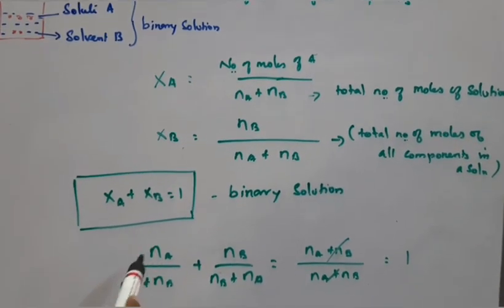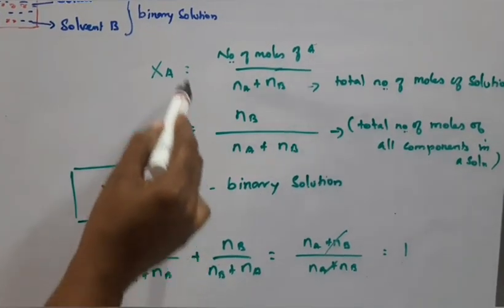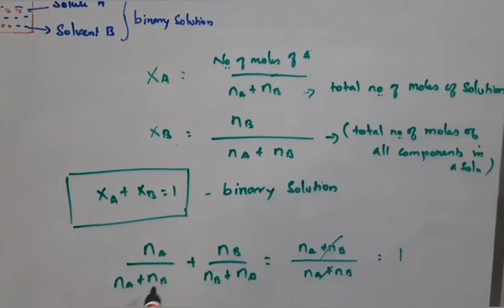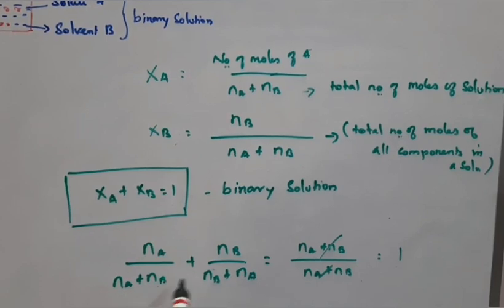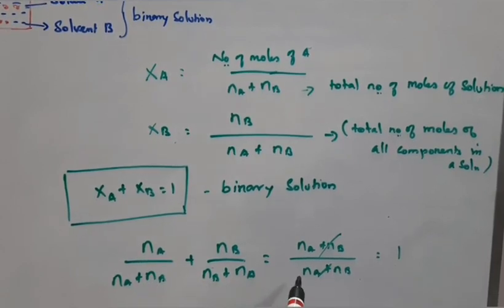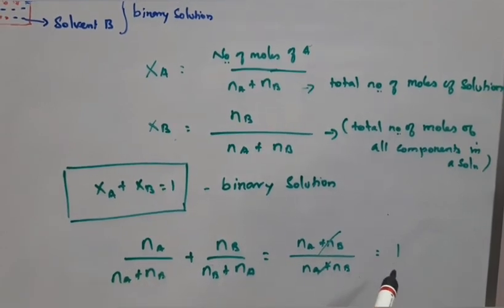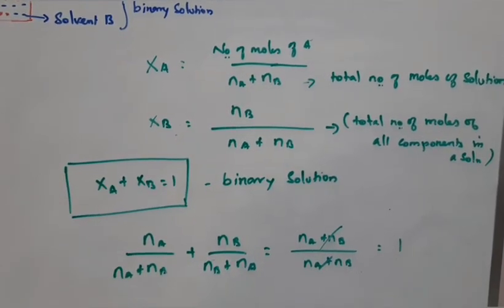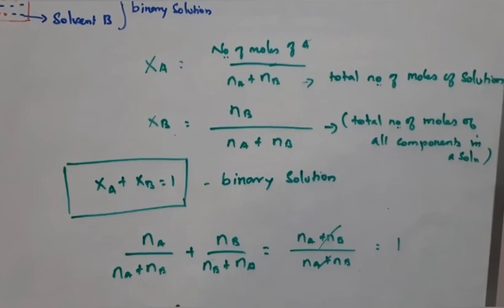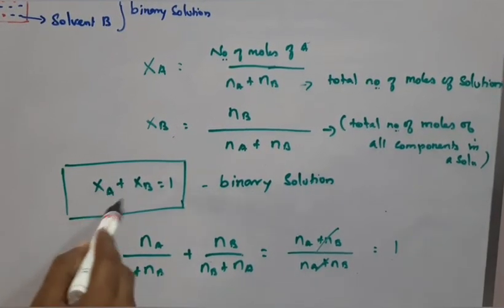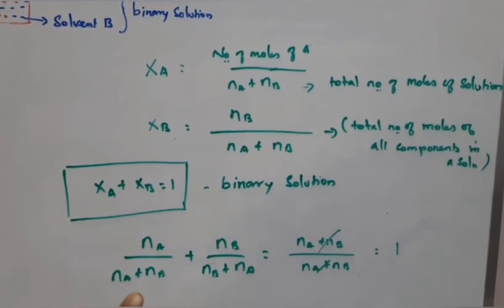How is it 1? Because when we sum up mole fraction A and mole fraction B and take the LCM, we get Na plus Nb over Na plus Nb, which equals 1. Like that, even when more components are present, in binary or ternary solutions, the sum of the mole fractions is equal to 1.